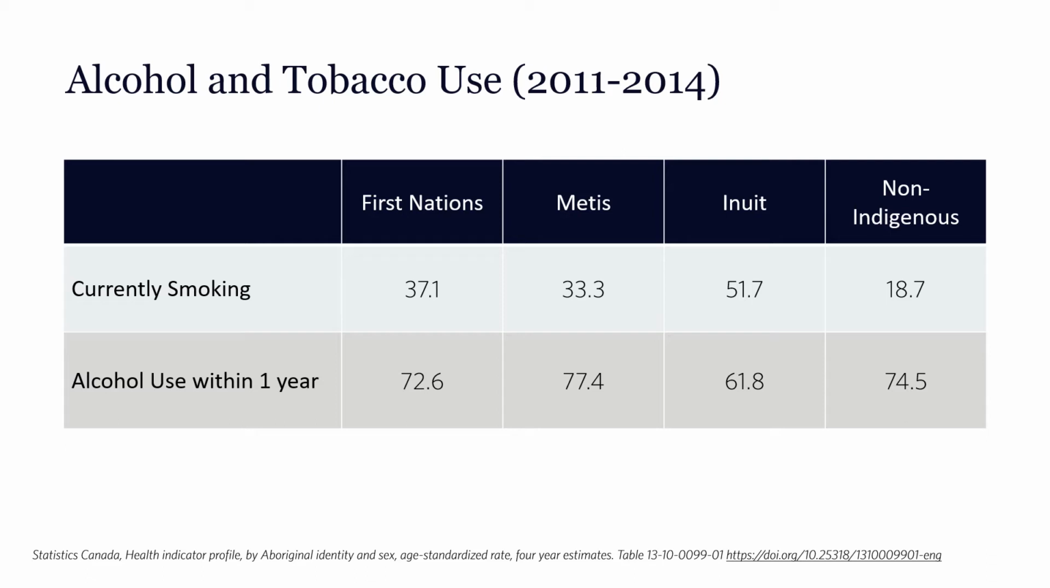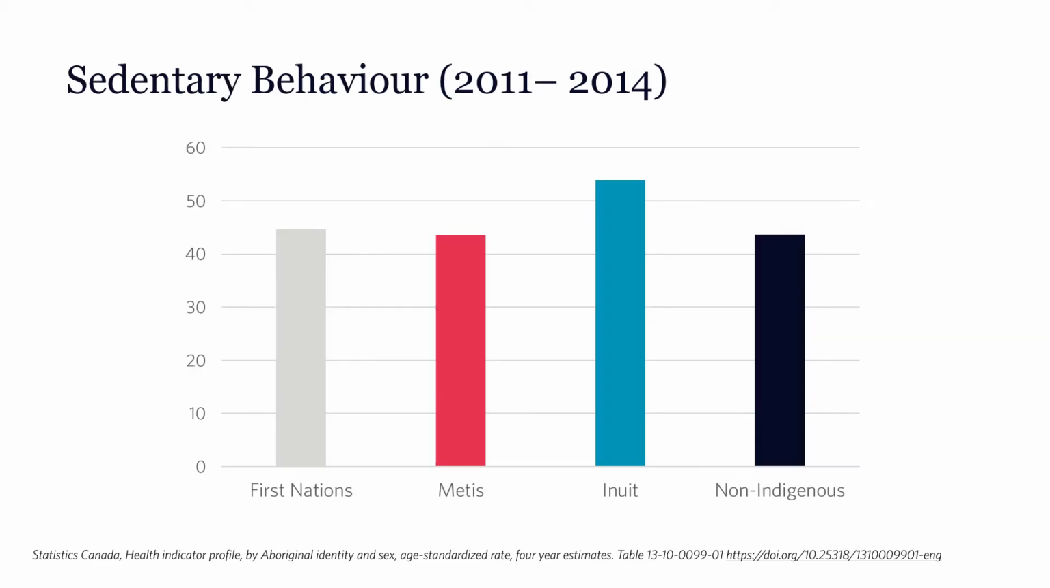Rates of recreational substance use and prescription misuse are higher among Indigenous Canadians, although high-quality comparative data has been difficult to find. When it comes to sedentary behavior, the Inuit have higher rates of sedentary behavior, likely due to climate and geography. The rate of sedentary behavior among First Nation and Métis communities is comparable with non-Indigenous Canadians.